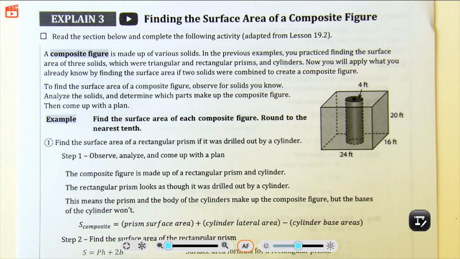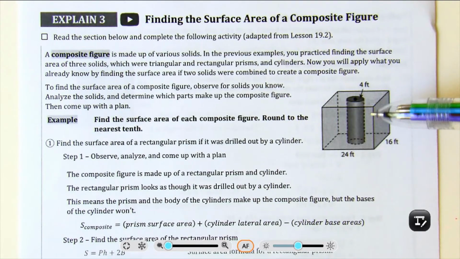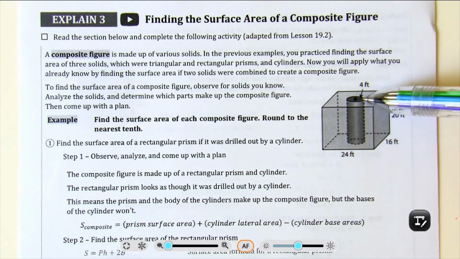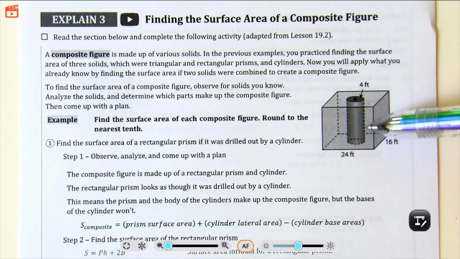Okay, so for this example that's already done for us, what we want to do is determine what the surface area is of the object. Now, in this problem, we have a rectangular prism, and what's occurring is that we are drilling into this rectangular prism so that we have a hollow piece in the middle in the shape of a cylinder.